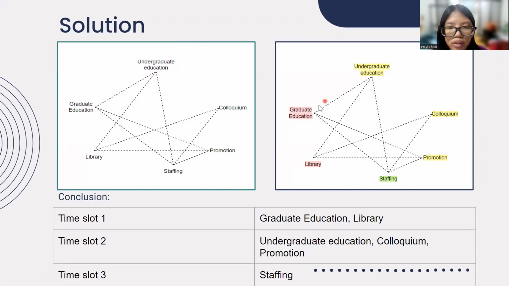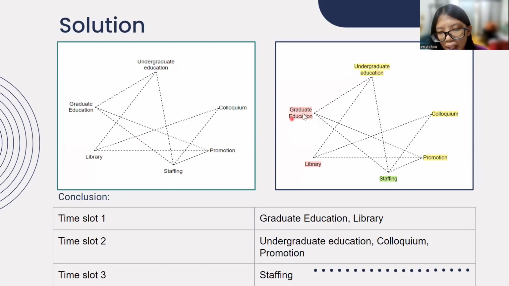the vertices connected to it, which are graduate education, library, and staffing. So these three vertices cannot have the same color as undergraduate education. This is why I color them pink and also green. So I move one by one. After I color it yellow, graduate education cannot have the same color as yellow.